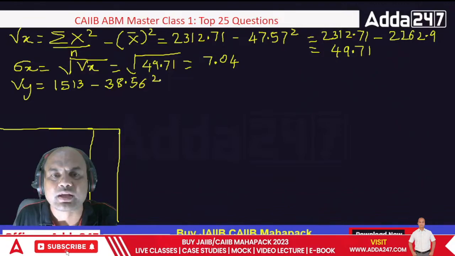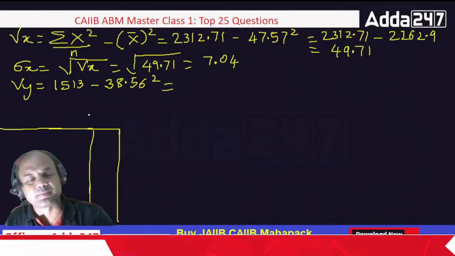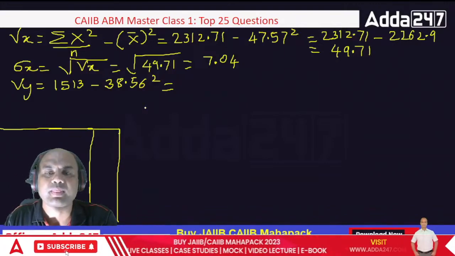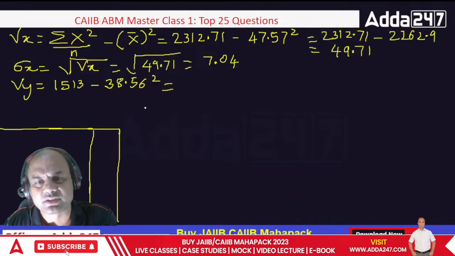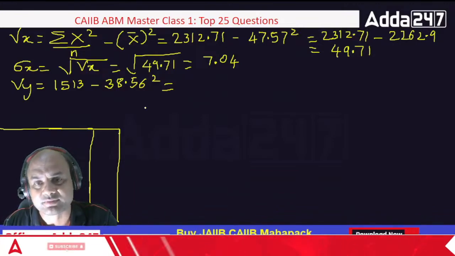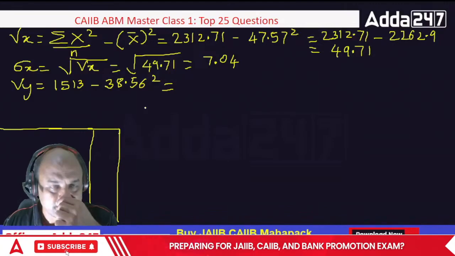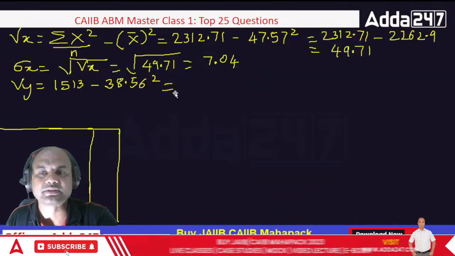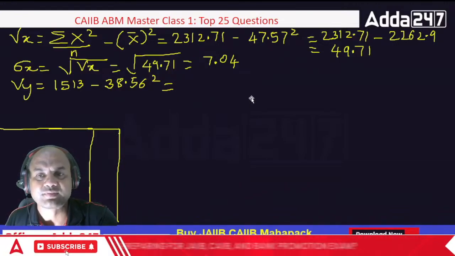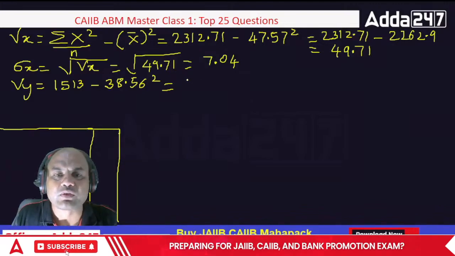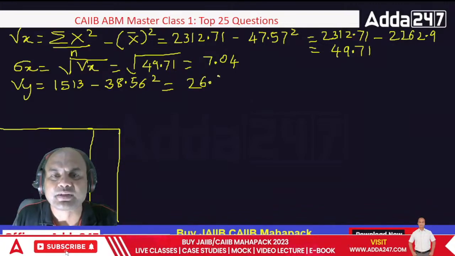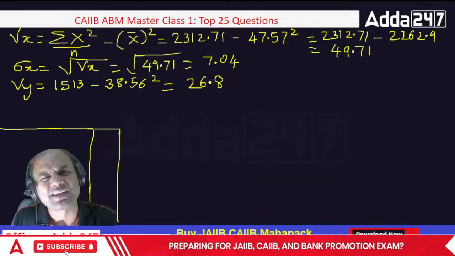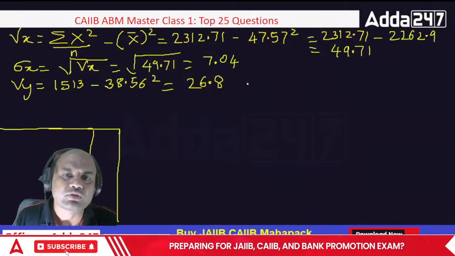Now solve this. Everyone solve this. Let me see how many of you are getting the answers. I want the final answer for the variance of y. How many of you have got this? Roughly you should get 26.8 something, 26.799. So the variance of y is roughly 26.8. Something here and there is okay.